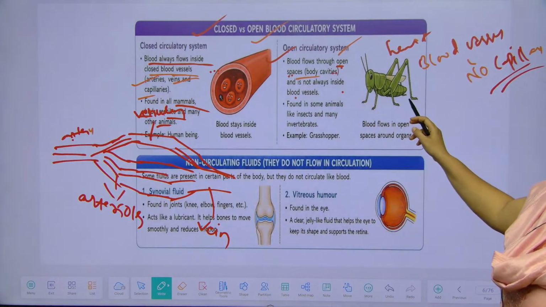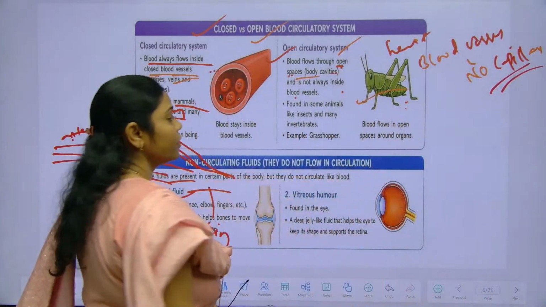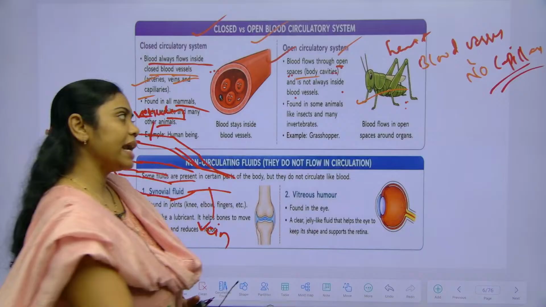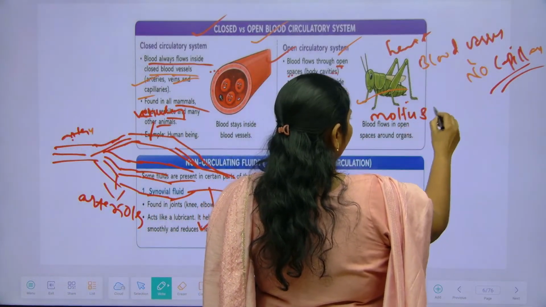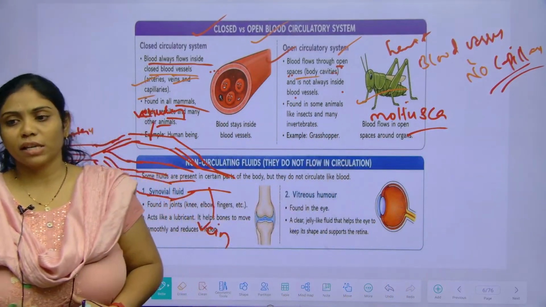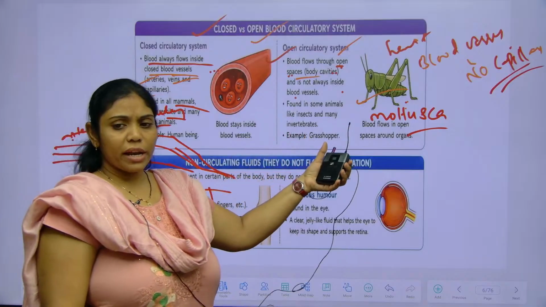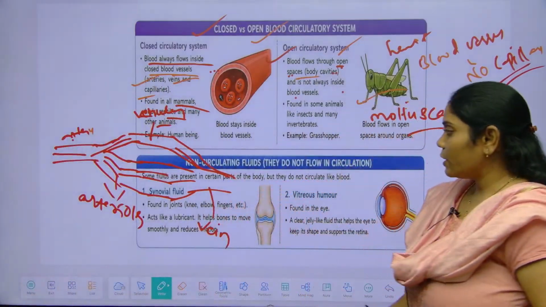Where can we identify this open type of circulatory system? That is in insects. And in some of the invertebrates also, for example Mollusca. Which phyla is it? Mollusca. So in these two organisms we can see the open type of circulatory system.